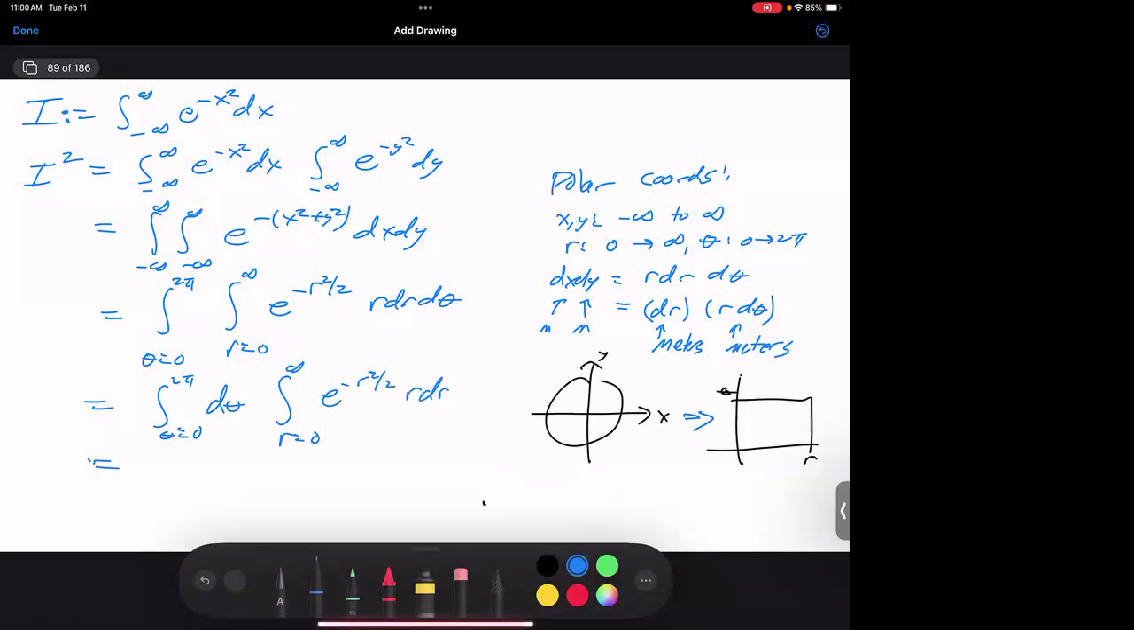Can somebody tell me what the theta integral is? So I'm integrating d theta from 0 to 2 pi. What do I get? 2 pi. It's one of the nicest integrals you can do. It's just 1 evaluated at 0 and 2 pi. And now I have e to the minus r squared over 2 r dr. If I let u be r squared over 2, then du is 2r dr over 2, or r dr. Yeah, the 2's even cancel.